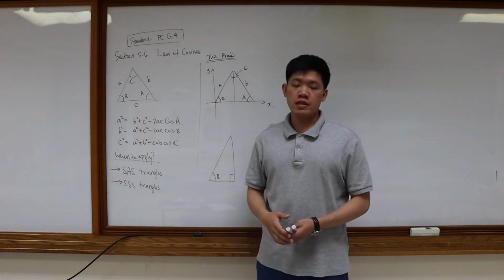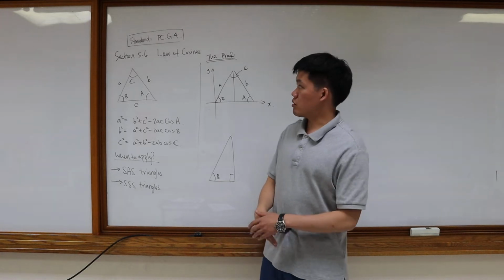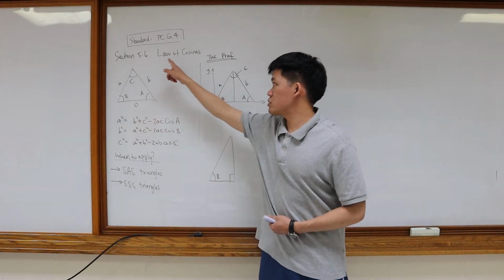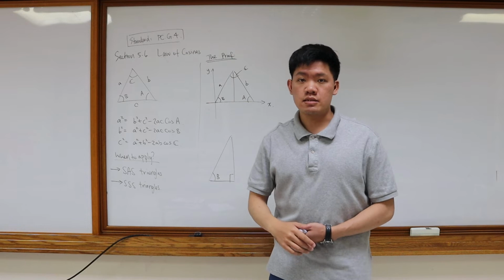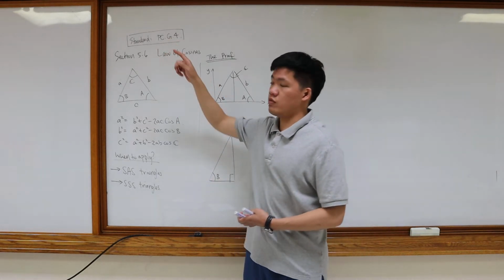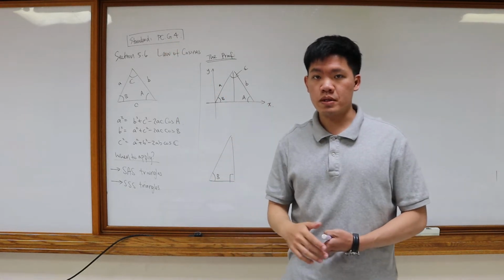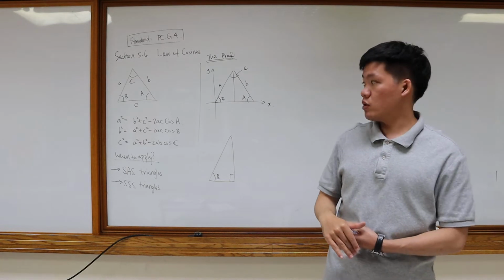Okay, so we're going to move on to the next section. Our next section is section number 5.6, which is the Law of Cosines. The standard that's attached to this is PC.G.4. So in that case, we're going to talk about the proof, the derivation for the Law of Cosines.